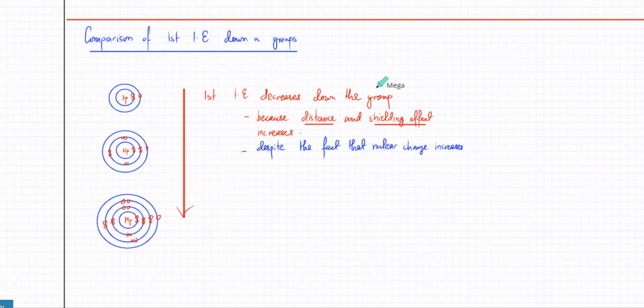Because the distance and the shielding effect both increase. So it becomes easier to remove electrons despite the fact that the nuclear charge is increasing. So despite the fact that nuclear charge increases, ionization energy decreases down the group. Now, that's all you have to write in your exam.